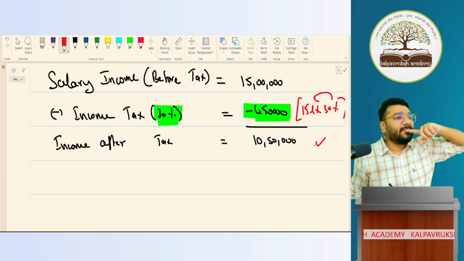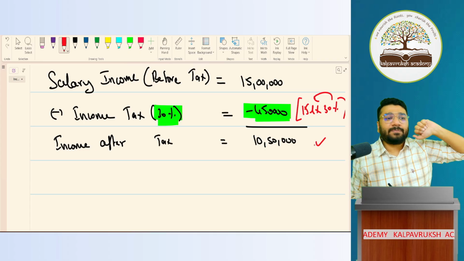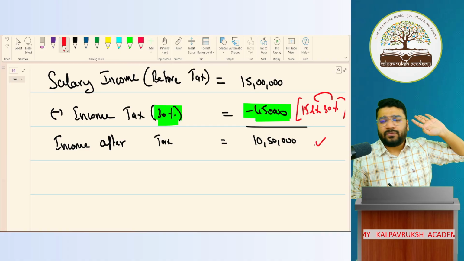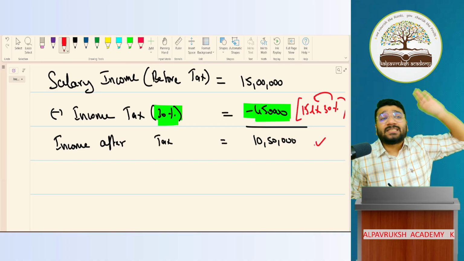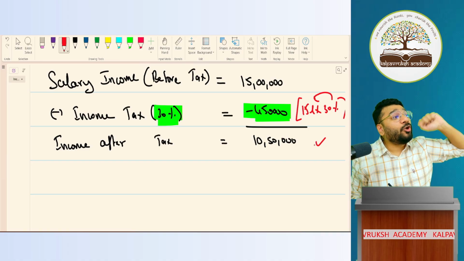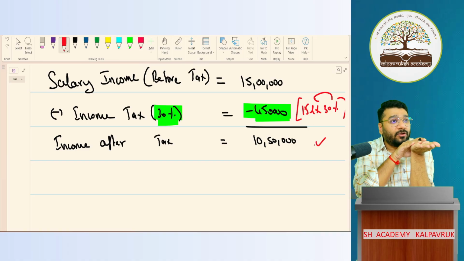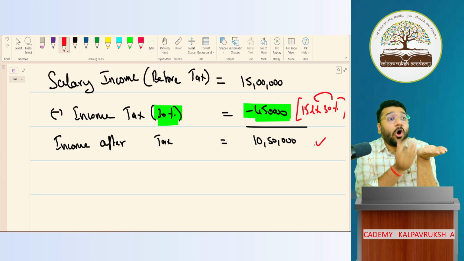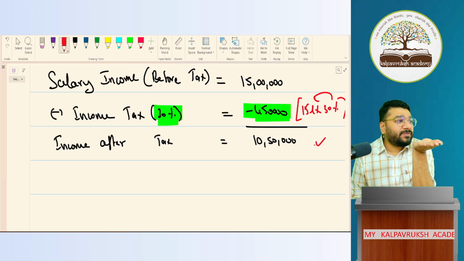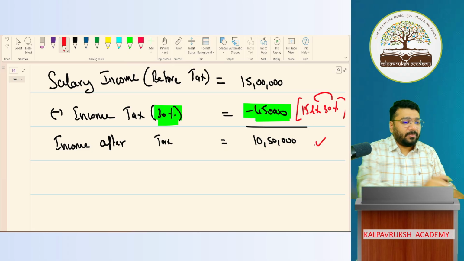How much is it? 1,50,000. Imagine that is a base price. My simple question to all of you. GST is charged on the value of goods and service. So whatever the value of the goods is, on that the GST tax percentage will come. Yes or no?